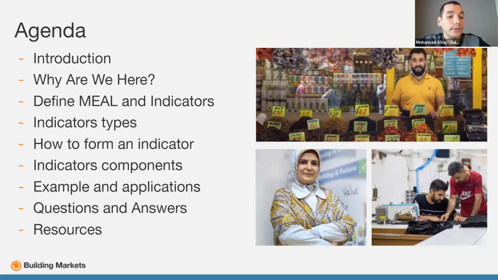Then we will cover indicator types. In this section, we will learn more about the different types of indicators, what they are for, and how each type differs from the other. Then we will see together how to form an indicator, what criteria we need to follow in order to formulate a useful and meaningful indicator. And then we will see the different indicator components, that is, what an indicator consists of.